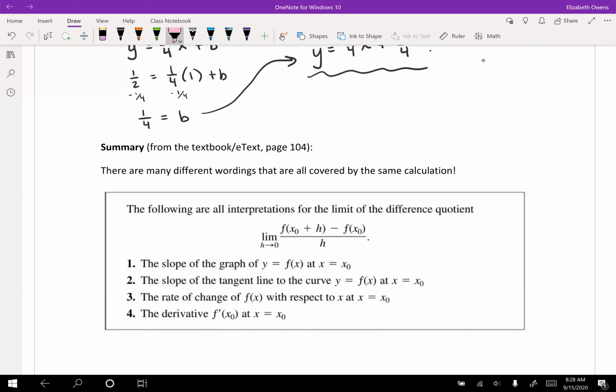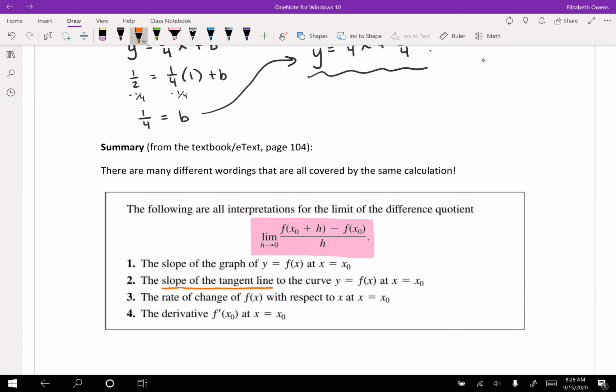So the calculation that we're looking at is this limit of the difference quotient. Okay, right here, limit as h approaches 0, f of x naught plus h minus f of x naught over h. So we have been using that for the slope of a tangent line. And there it is right there. So the slope of the tangent line, you can calculate that by using this limit of the difference quotient.